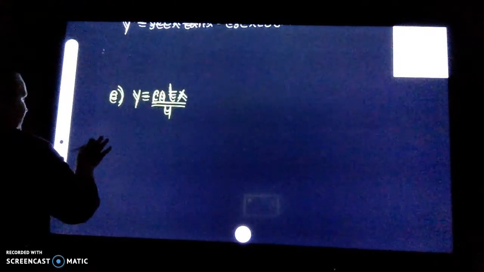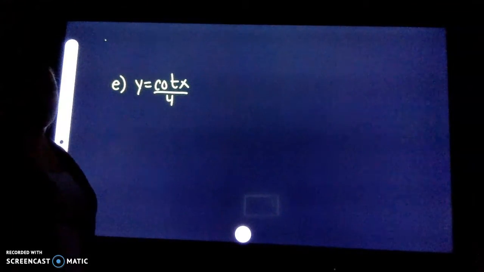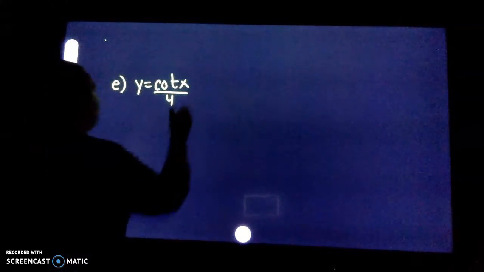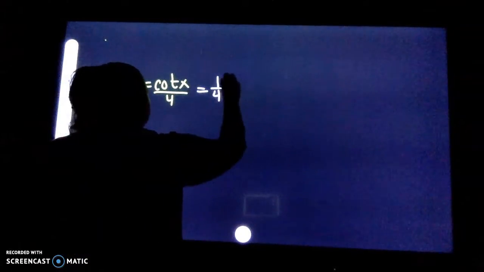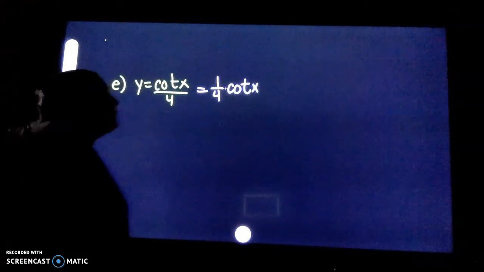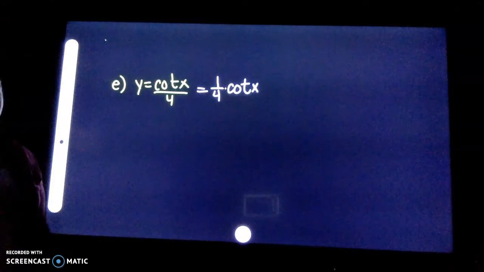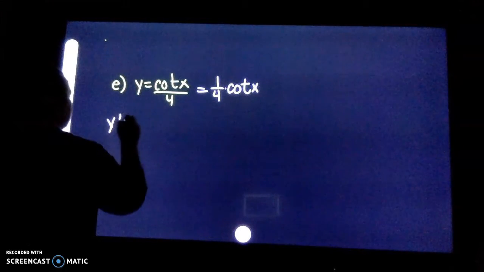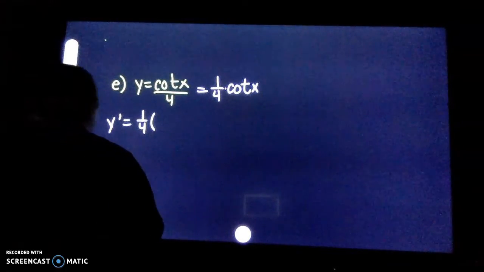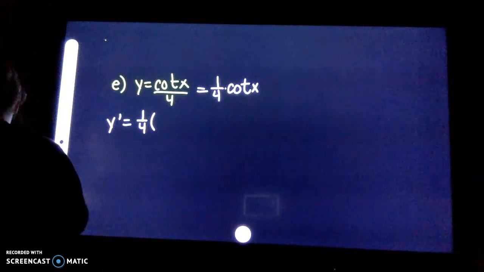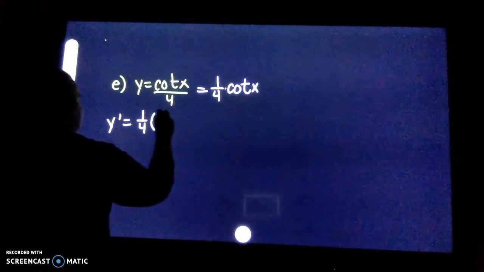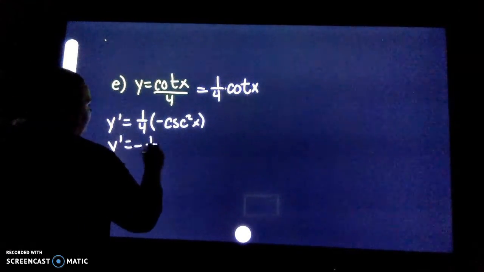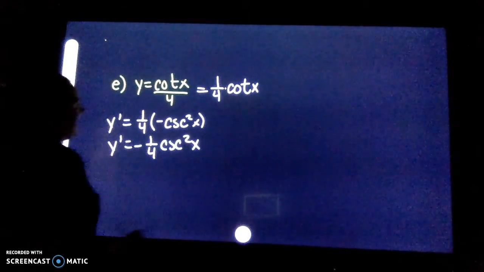Our last example that we're going to do is y equals cotangent x over 4. So first of all, we hate fractions, so if we can undo a fraction, we absolutely should. So I recognize that this is the same as 1/4 times cotangent of x. And when I have a whole number, or any number actually, in front of a trig function, when I'm taking its derivative, it just stays. So my derivative here is equal to 1/4 times whatever the derivative of cotangent is. And I know that the derivative of cotangent is negative cosecant squared x. So then I simplify this into negative 1/4 cosecant squared x, and that is my derivative.